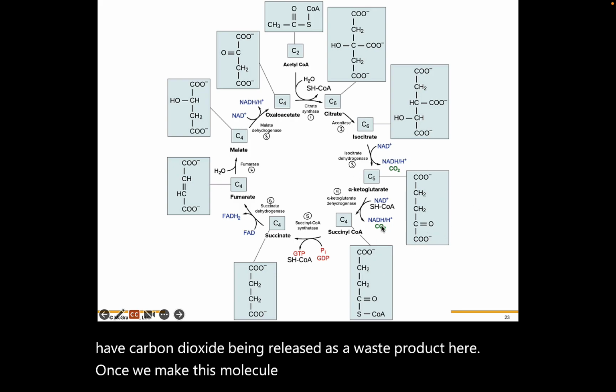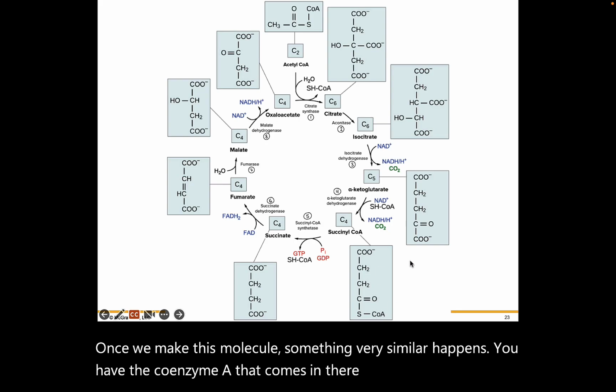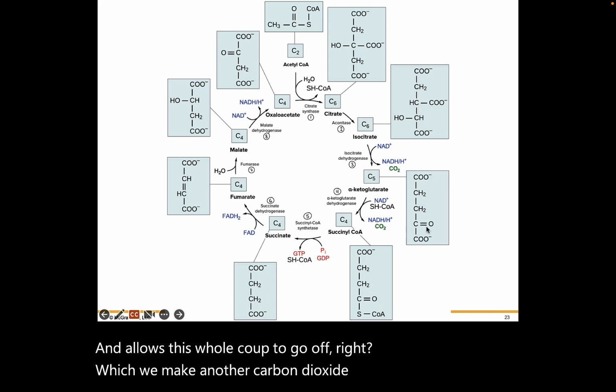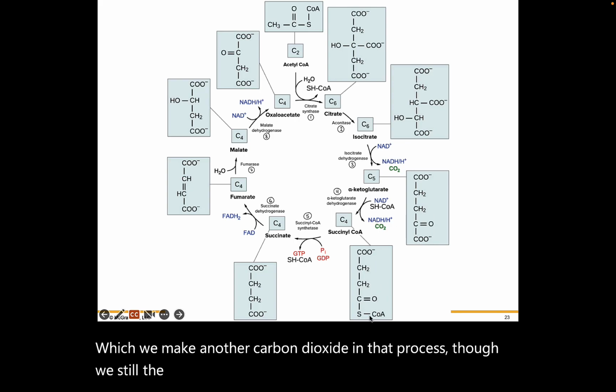something very similar happens. You have the coenzyme A that comes in there, that attaches here and allows this whole Q to go off, right? Which we make another carbon dioxide. In that process, though, we steal the electrons from that area. And then again, we have NAD plus that goes to NADH.